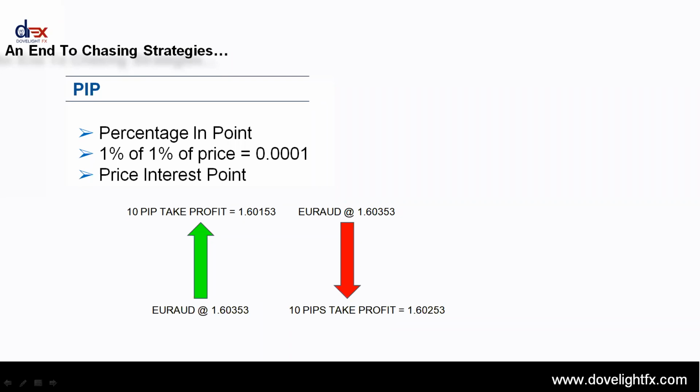So if I now expect this price of ours to make 10 pip movements, it's simply going to be this 0.0001 times 10, which is going to be 0.0010, adding it to our 1.60353. Now let's add 1.60353 to 0.0010 to confirm this 10 pip value that I have by the side. Please let's do so. This is actually going to give me 1.60453.